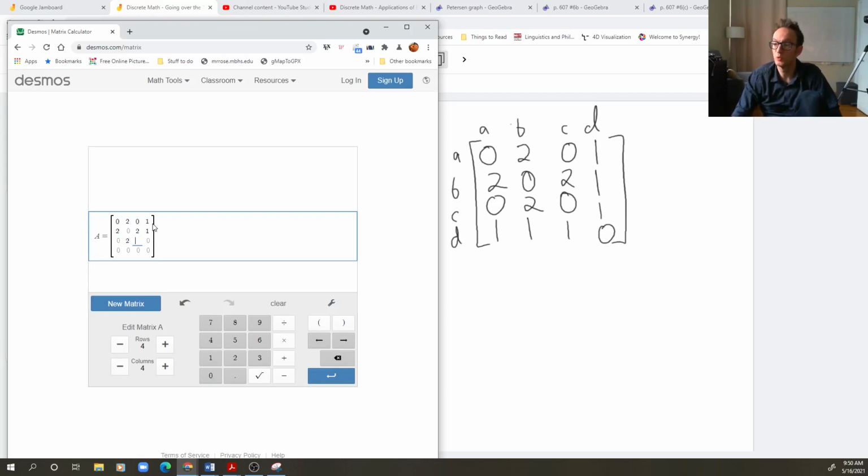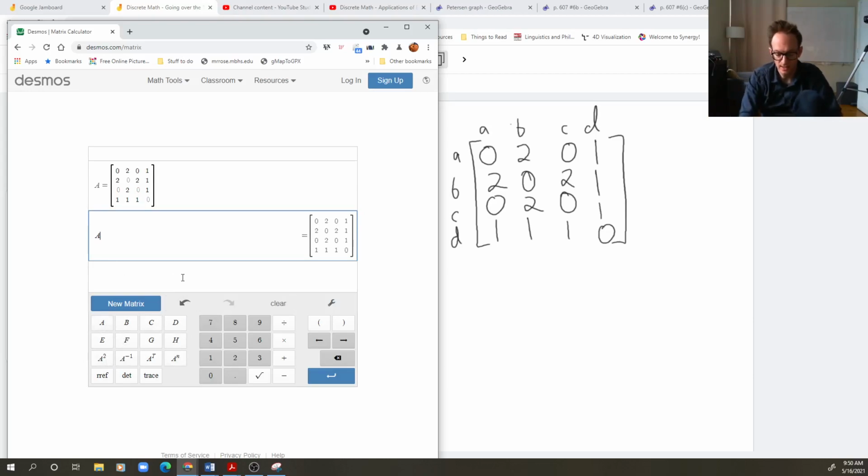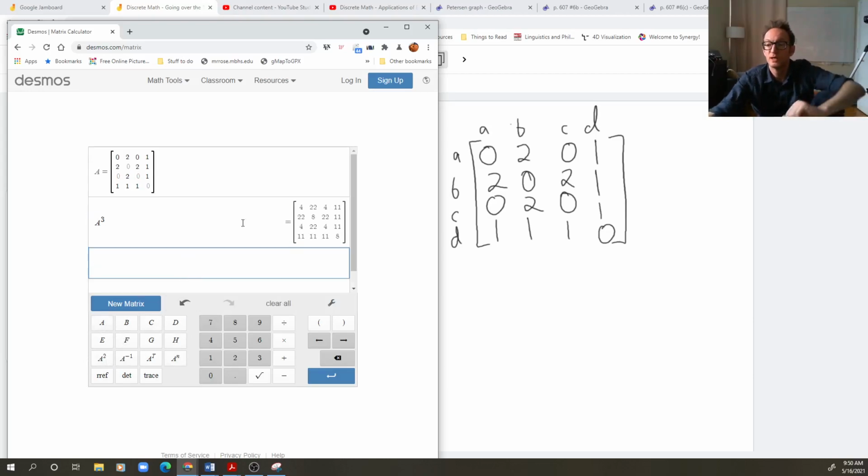0, 2, 0, 1, and finally 1, 1, 1, 0. Okay, so enter. So this is my matrix A. Have I entered it correctly? I have. This is just like what you would do on a graphing calculator, but sort of better. And now I want to do A cubed. Boom. So I get this crazy thing.